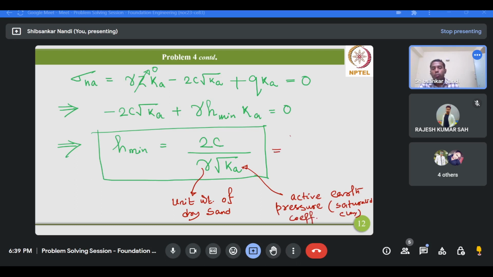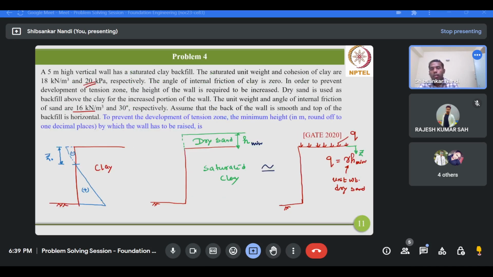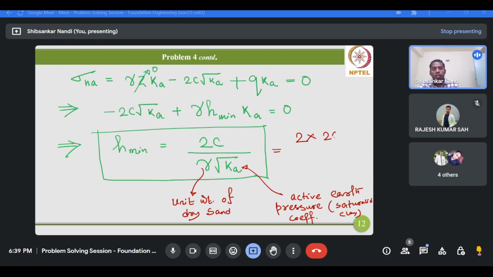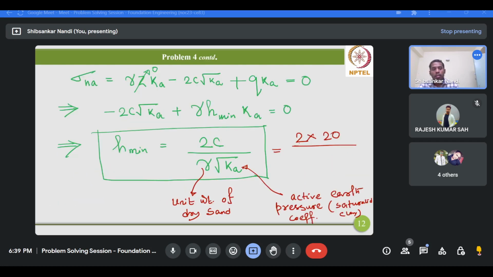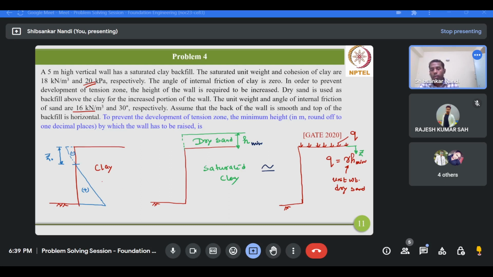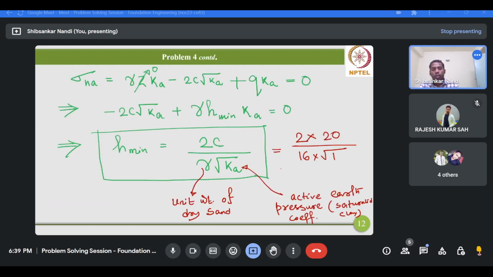Now you can substitute the given inputs. So 2 times the cohesion is given as 20 kPa, then gamma of the dry sand is given as 16, and the Ka value will obviously be 1, because for clay phi equals 0. So this value becomes 40 by 16. So 40 by 16 means 2.5 meter. So this is the answer.